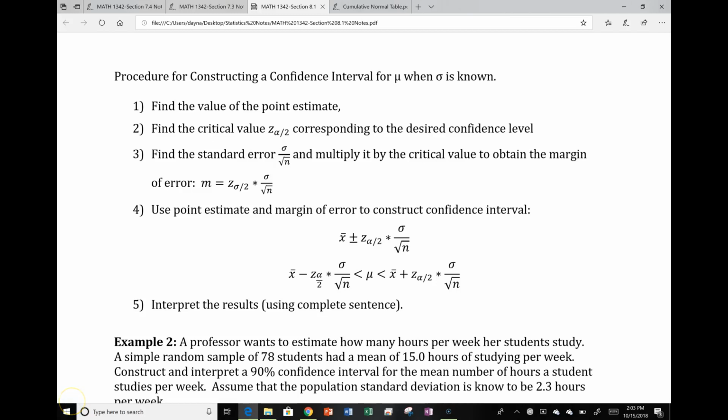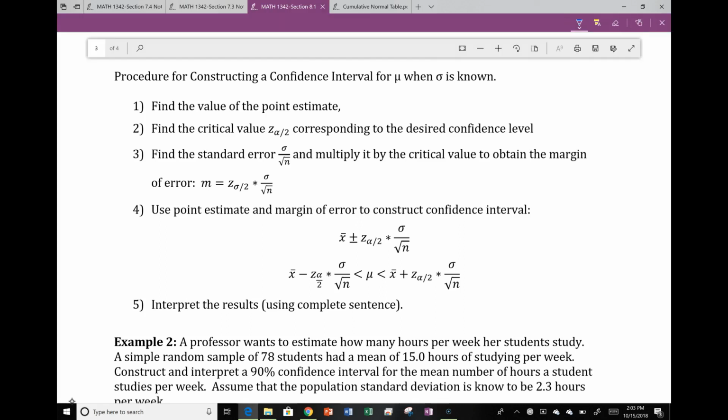In this video, we're going to continue working with confidence intervals. We want to know how to actually construct the confidence interval. So the first thing to do is find the value of the point estimate. In our particular case, the value of the point estimate is going to be our sample mean, our x bar.